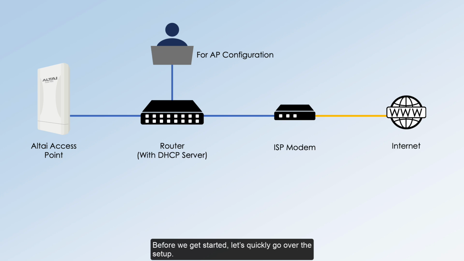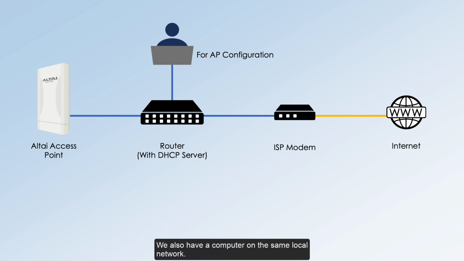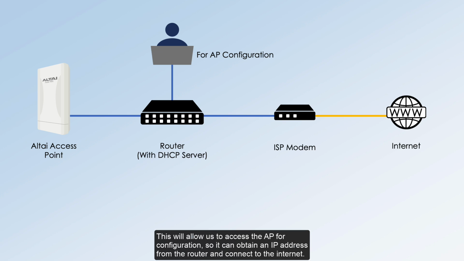Before we get started, let's quickly go over the setup. Our access point is connected to a home router, which is linked to an ISP modem to provide internet access. We also have a computer on the same local network. This will allow us to access the AP for configuration, so it can obtain an IP address from the router and connect to the internet. With everything in place, let's jump over to the Insights platform and start the registration process.